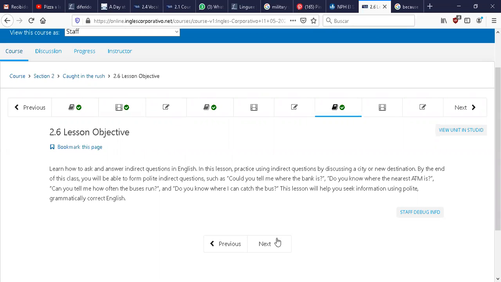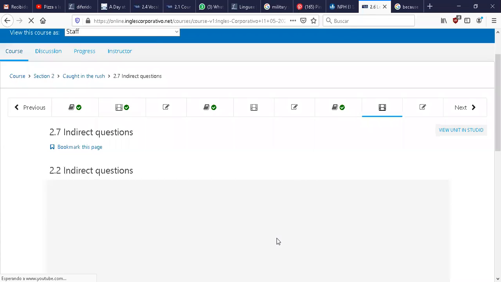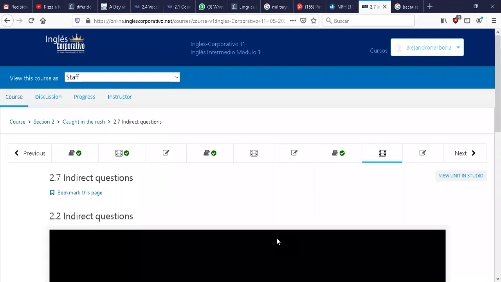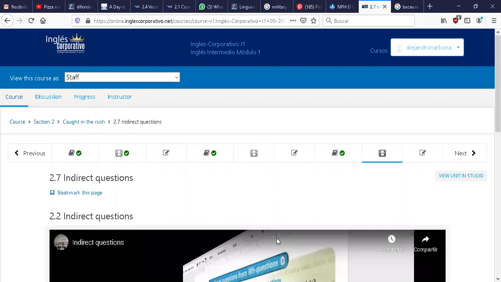Very good. So guys, we're gonna be using indirect questions. A direct question is this one. Where's the restroom? ¿Dónde está el baño? This is a direct question. Now, an indirect question is gonna be, could you tell me where the restroom is? ¿Me podría decir dónde está el baño? So it's more polite.